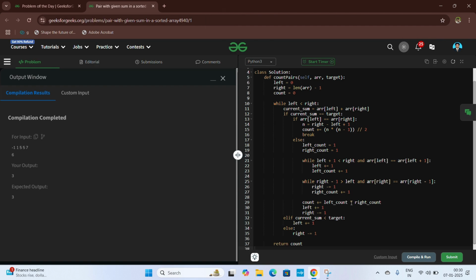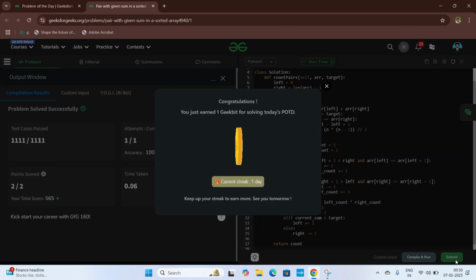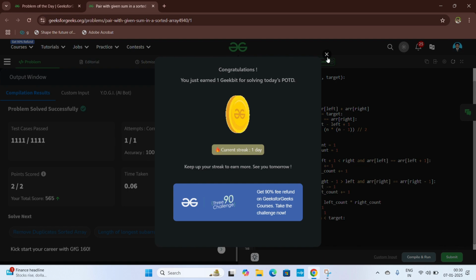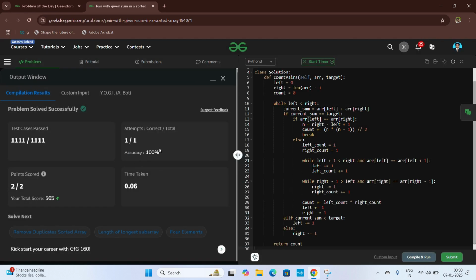And lastly, we submitted our code. Yeah guys, the code ran and was submitted. This is the accuracy and these are the test cases or points scored.